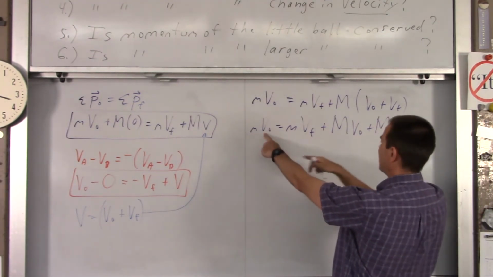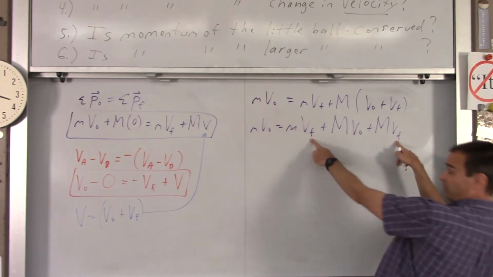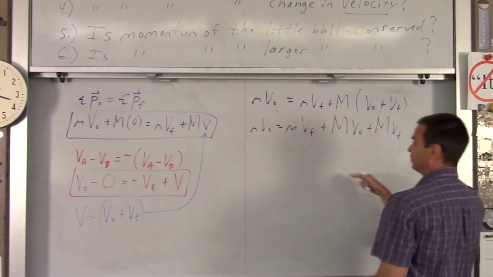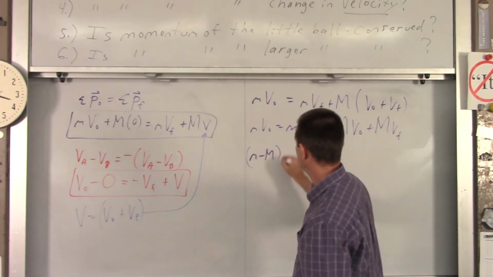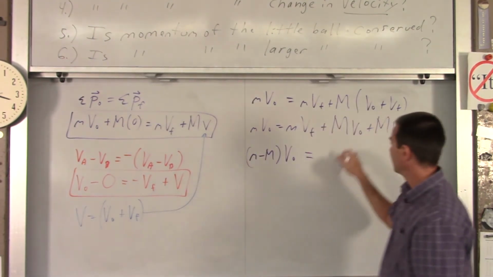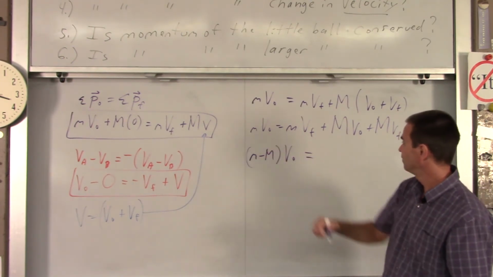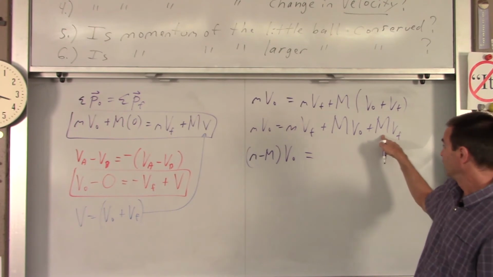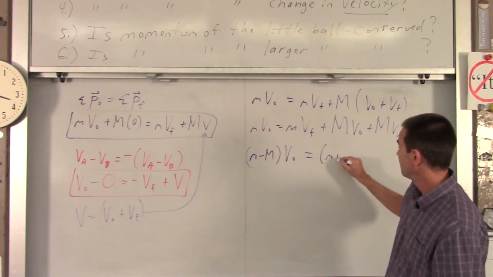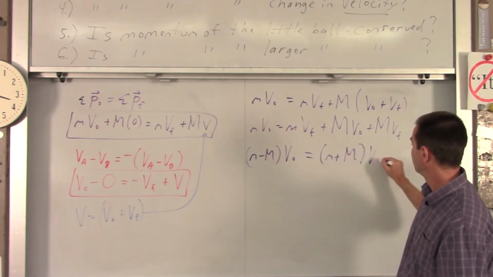On this side, I'll factor out the v naught. And on this side, I'll factor out the v final. So over here, we're going to have little m minus big M, v naught. So that's moving this over to here, factoring out the v naught. On this side, I've got this and this left. They're both positive. I factor out the v final, I get little m plus big M, v final.